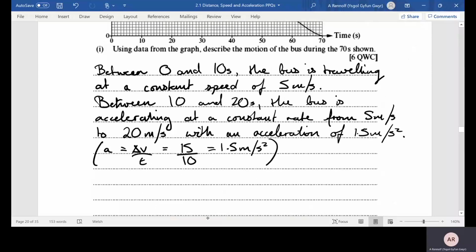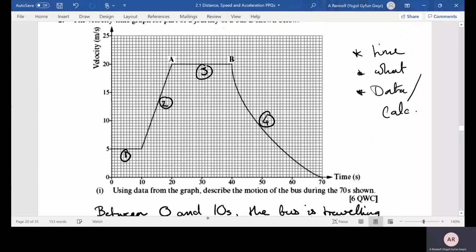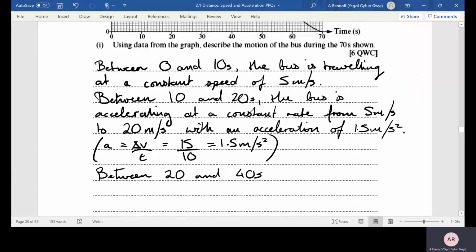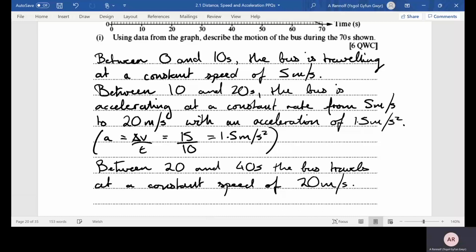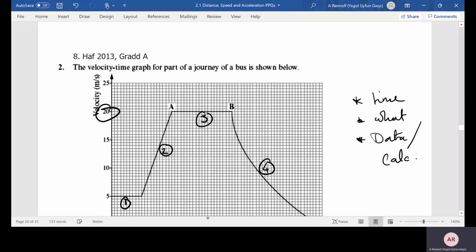Move on to part 3, which is going to be nice and easy. So we've got a constant speed. Between 20 and 40 seconds, let's just check. Yeah, from A to B, we're going from 20 to 40 seconds. So between 20 and 40 seconds, the bus travels at a constant speed of 20 meters per second. The speed the bus is traveling between A and B is 20 meters per second.